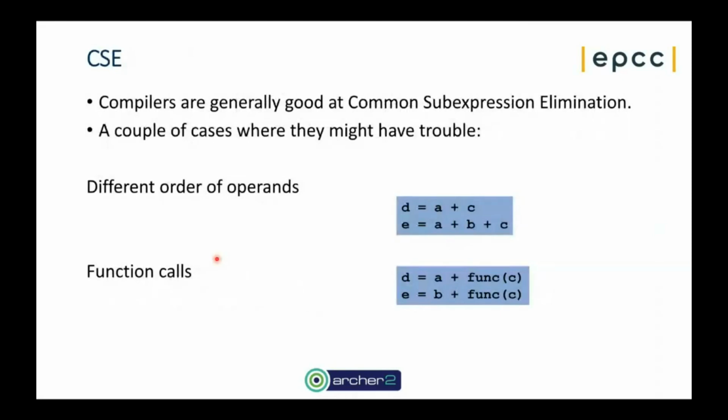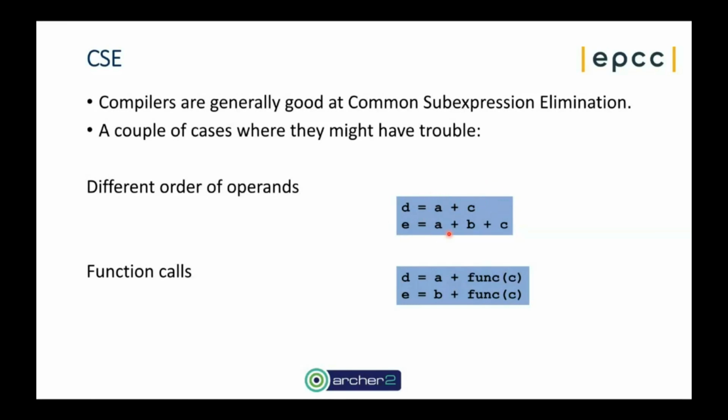Some of the optimizations that compilers can do for you will be things like common sub-expression elimination, CSE. So in this example here, if we look at D equals A plus C, and then E equals A plus B plus C, the compiler can read that and actually go, we can say E equals B plus D, because D is just A plus C, and that's what's going on here. And for our application, that might be a good thing to do.